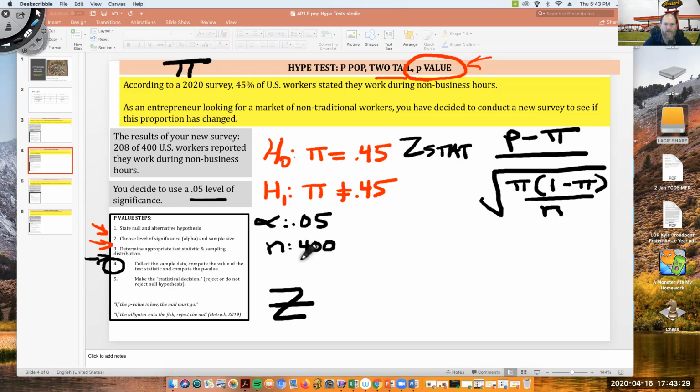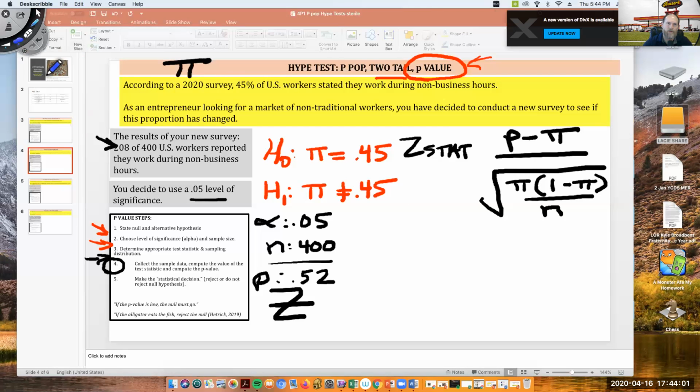Collect the sample data. Well, we have half of it right here. We know that P, again, is X divided by N, 208 divided by 400, and so that equals 0.52. Okay, so in this event, that's our sample data. There's nothing else to collect. Okay, compute the value of the test statistic.